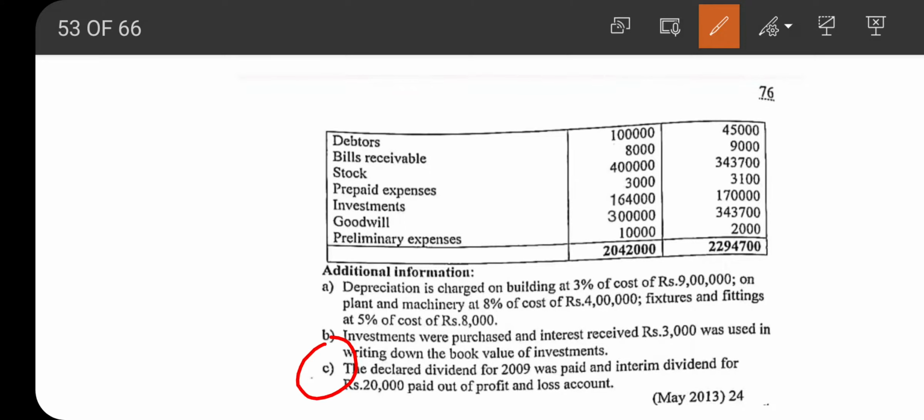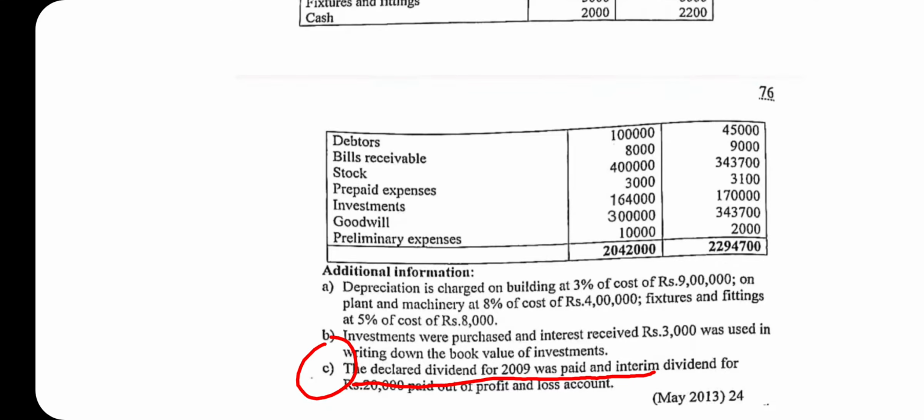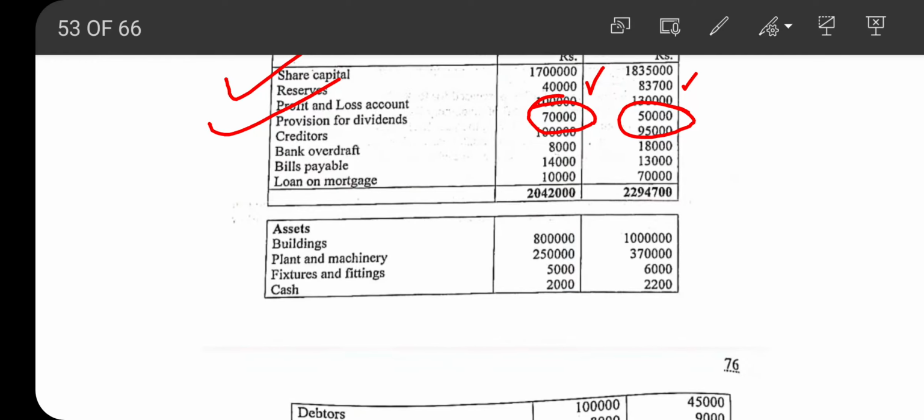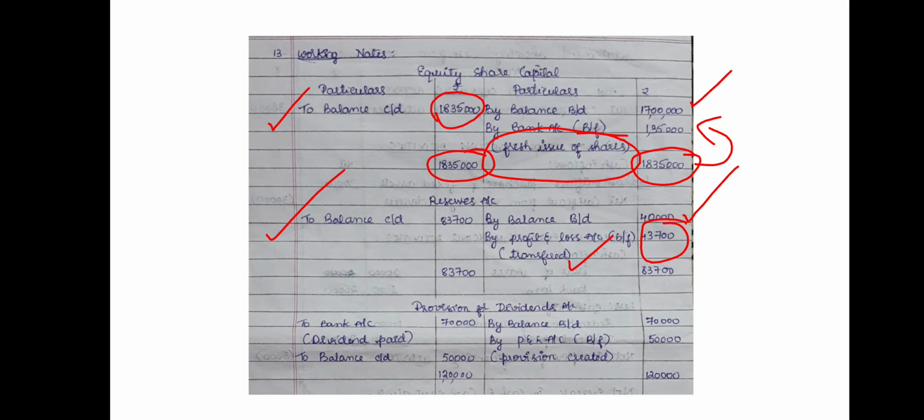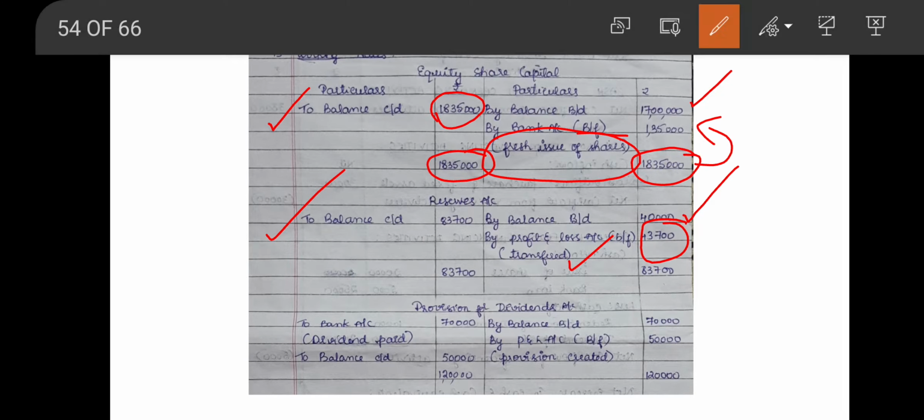Adjustment number C. The declared dividend for 2009 was paid and interim dividend of rupees 20,000 was paid out of profit and loss account. So they have given that the declared dividend for 2009 was paid. So the declared dividend for the year 2009 was paid means, you can see here provision for dividend in the year 2009. So there is a provision of 70,000. So whatever has been declared, that has been paid. So this 70,000 was paid. So you can go through the provision for dividend account.